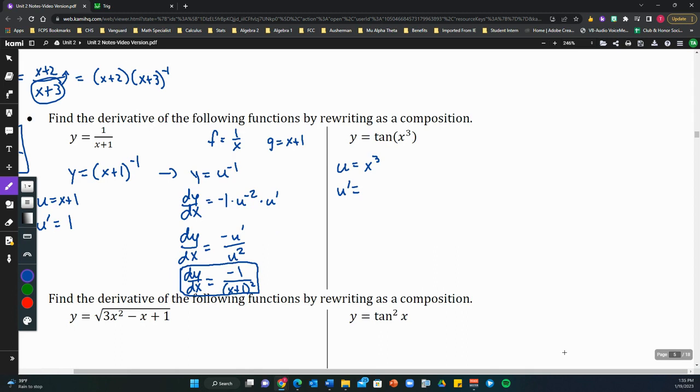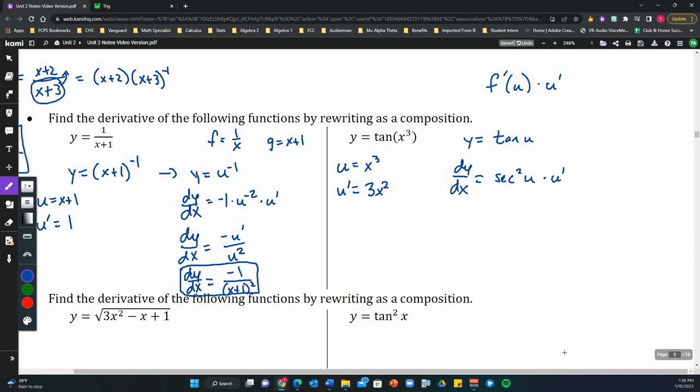So for the next one then, our inside is x cubed, so then my u prime would be 3x squared. So I got all the pieces I need. So now I'm going to rewrite the original. This is really y of tangent of u. So the derivative of tangent we know to be secant squared. So this would be secant squared of u. Again, in the form of our derivative, that represents that f prime of u. It's the derivative of the outside function, but we keep the same inside as the original. Now we have to multiply by that u prime, and I'm not going to forget to do that this time.